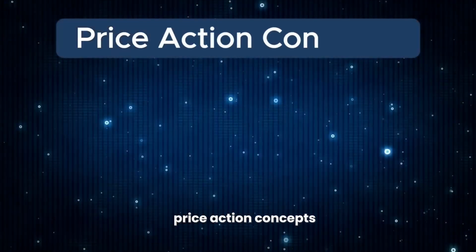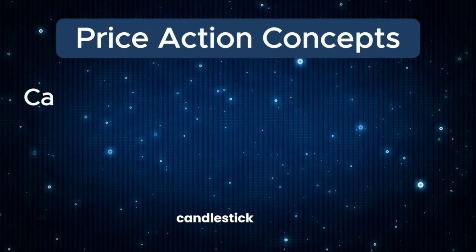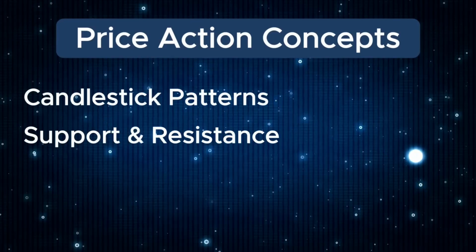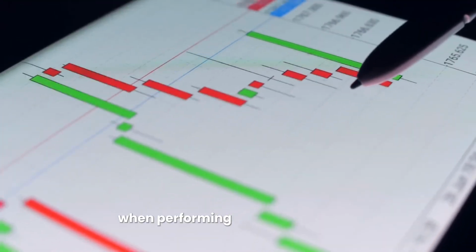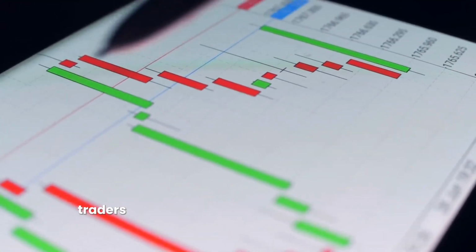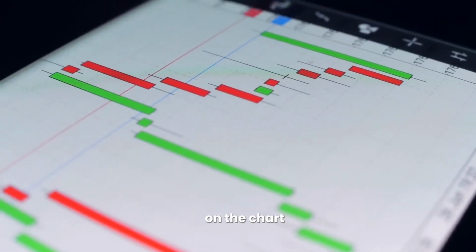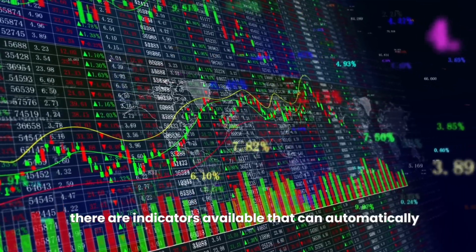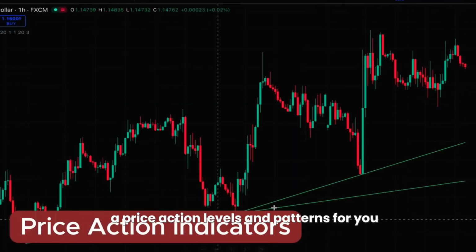Price action concepts can be broadly organized into four main categories: candlestick patterns, support and resistance levels, trends, and chart patterns. When performing price action analysis, traders typically identify these levels and patterns manually on the chart. However, there are indicators available that can automatically detect and display price action levels and patterns for you.